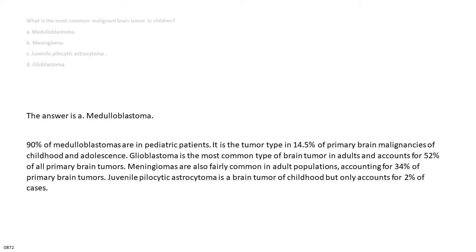Glioblastoma is the most common type of brain tumor in adults and accounts for 52% of all primary brain tumors. Meningiomas are also fairly common in adult populations, accounting for 34% of primary brain tumors. Juvenile pilocytic astrocytoma is a brain tumor of childhood but only accounts for 2% of cases.